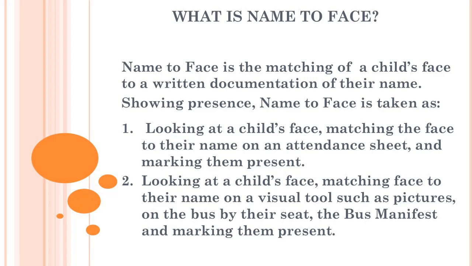Name-to-face is matching, of course, the child's face to the written documentation of their name. So checking their presence as they come on the bus. So the first thing, looking at the child's face, match the face to their name on an attendance sheet and marking them present. Of course, you also have for the first 30 days the wristbands, so you can watch and check your child's face, match them with their name on their wristband, and of course looking to match their name with the other tools you have. Pictures on the side of the bus, but most of all, matching them with your bus manifest, and of course marking them present.